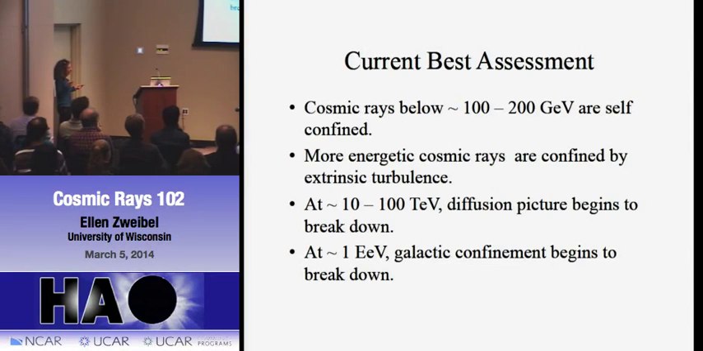Then as we go to still higher energies, maybe 10 to 100 TeV, this diffusion picture begins to break down because the mean-free paths for the cosmic rays are getting longer and longer. And then as we go past an EeV, the galactic confinement picture begins to break down. So there seems to be this transition in regimes.